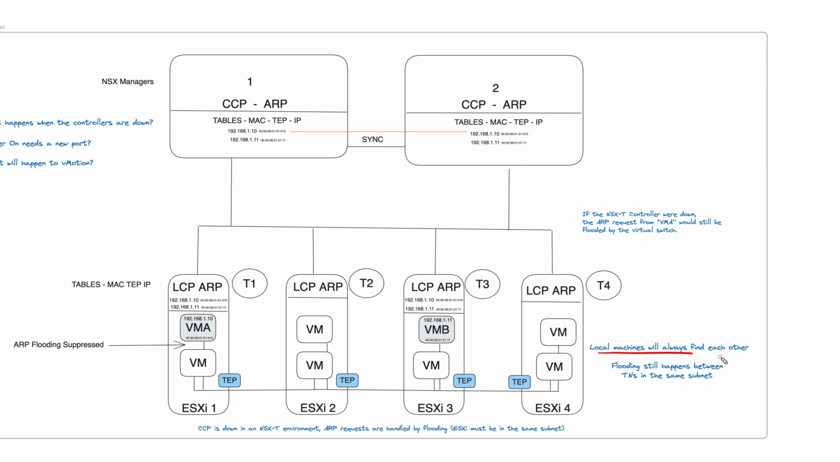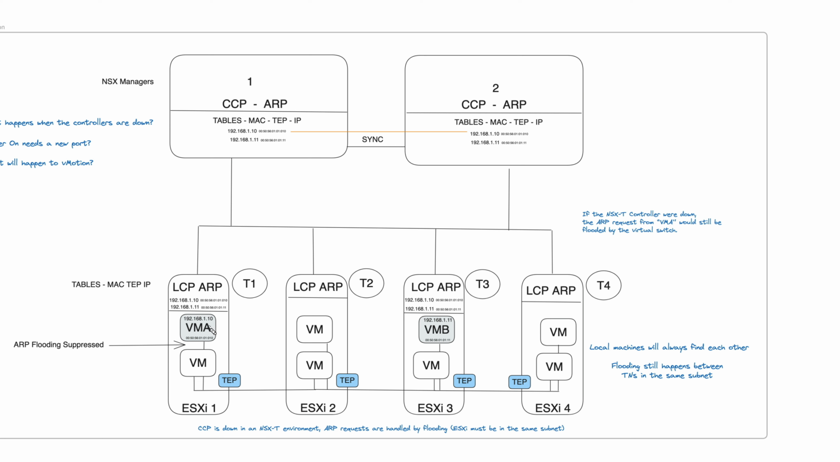Local machines will always find each other. If the NSX controller is down, then VM A is still able to reach VM B by using flooding over the transport network. I've spoken to someone at VMware and he told me that they were running this situation for a week. So they didn't have an NSX Manager in their network at all, and they still had all the virtual machines being able to communicate with each other.